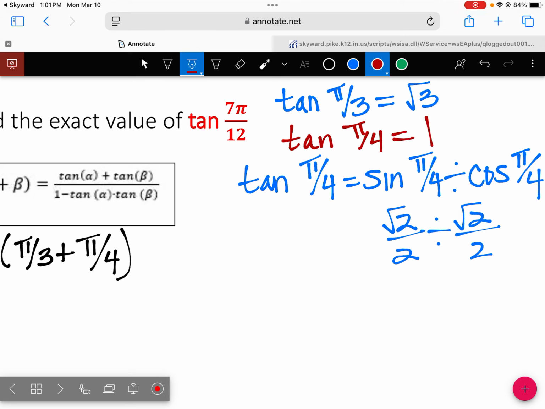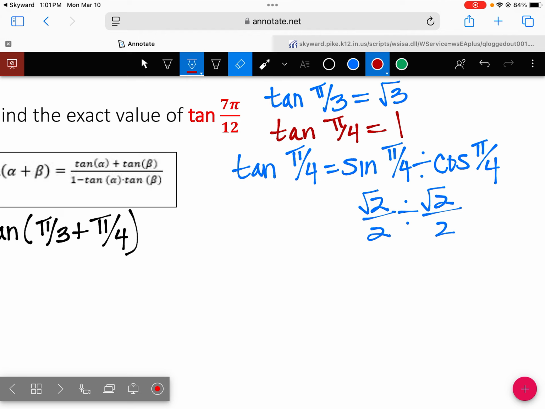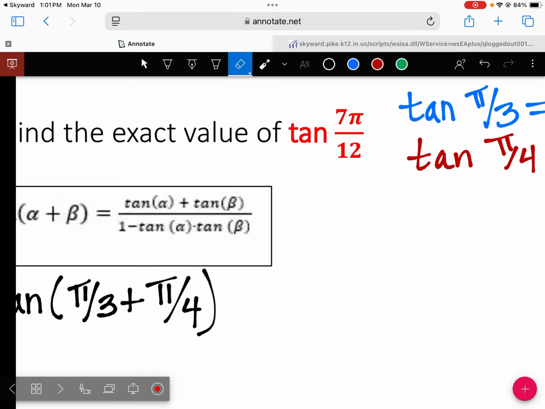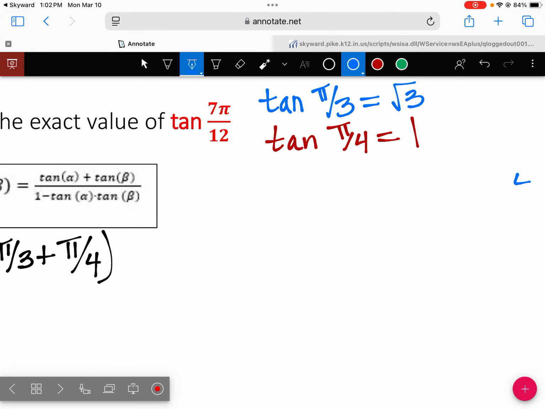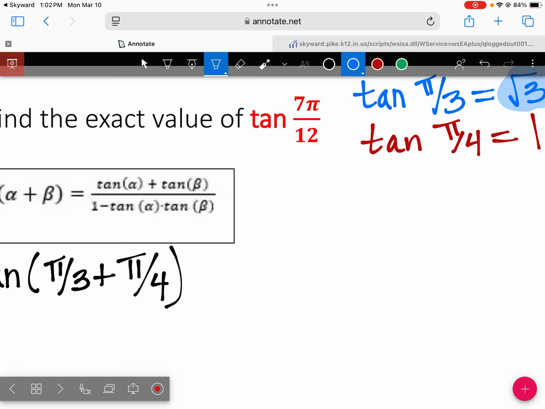So this is all of the work that we have to do with tangent before we can even approach the identity. Now that we have all of this background information, we're ready to use our identity. So every place in this identity, because we identified that this is alpha and this is beta, every place where it says tangent of alpha, we're going to put a square root of 3. So we're going to put it here and we're putting it here. In any place where it says tangent of beta, we're going to put a 1. So that would be here and here.